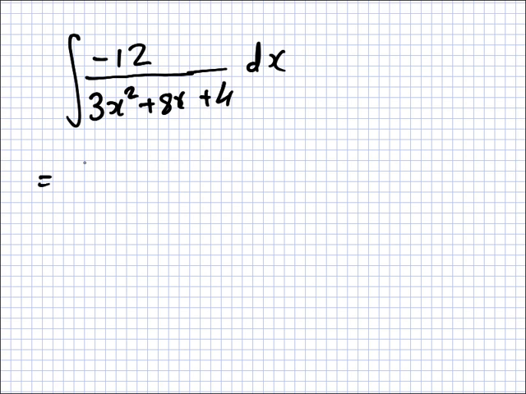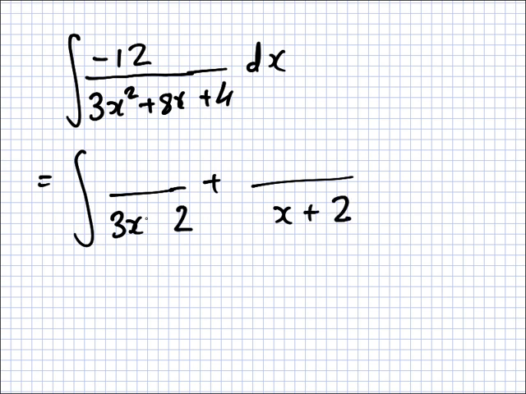Minus 12 over 3x squared plus 8x plus 4 dx. So what you do first is you factorize. Yes. 3x plus 2, x plus 2. Is that right? Yeah, that's right. Now we need to get the A here.